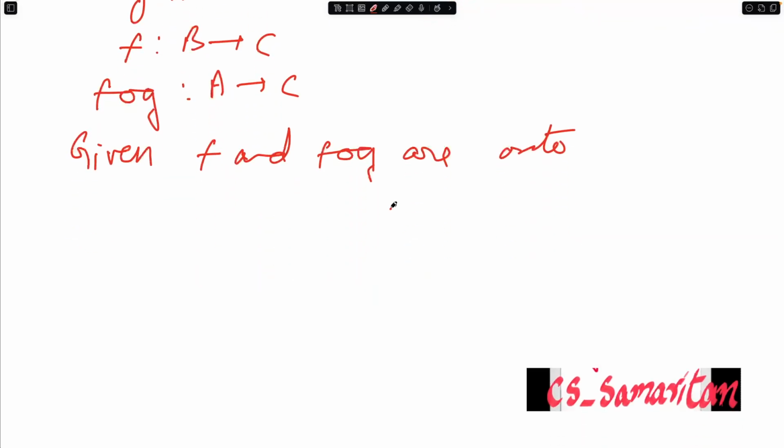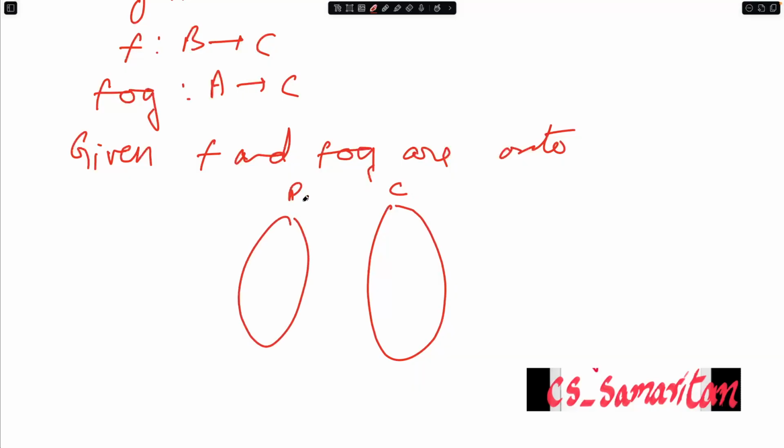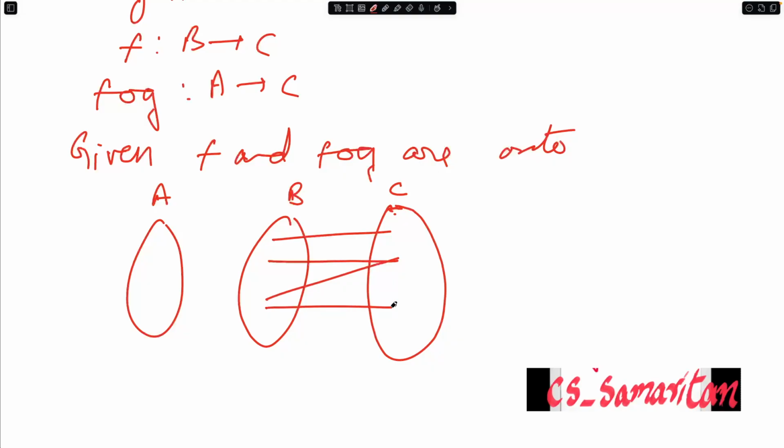So let this thing be C, let this thing be B, let this thing be A. Onto means that the range is all of your C. From B there is only one mapping; there could be repetition because it is just onto. These elements are not going to be present, so let's erase them.